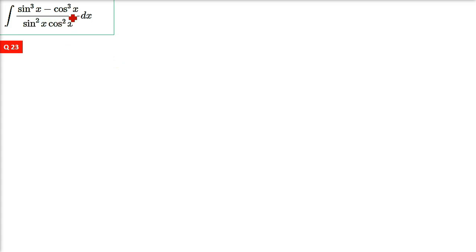Before getting into the formula, if you are not aware of it, you need to learn it by heart because it may be used anywhere in the question. So we will first separate them out. If you know the formula, you can use it. But if you don't know the formula, then there is a way. Separate them out: sin cube x divided by sin square x cos square x.